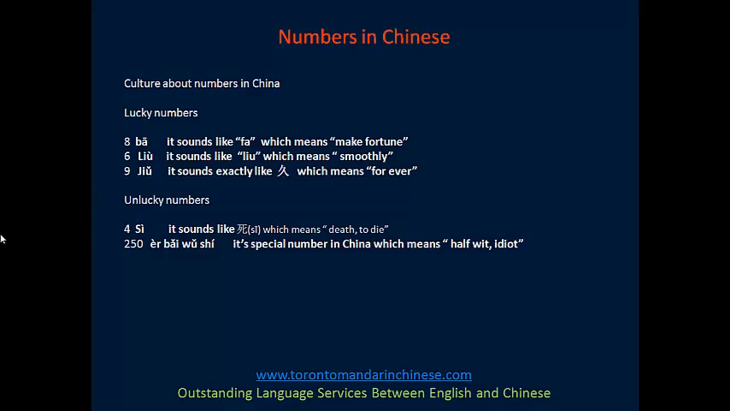Unlucky numbers. 4, number 4. It sounds like 死, which means death, to die. And 250. It's a very special number in China, which means half-wit, idiot.